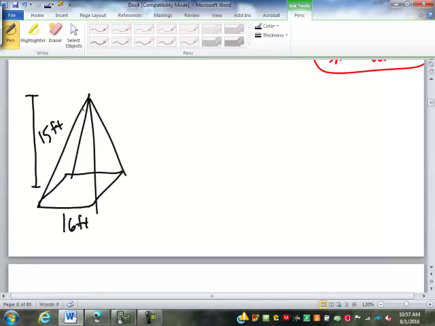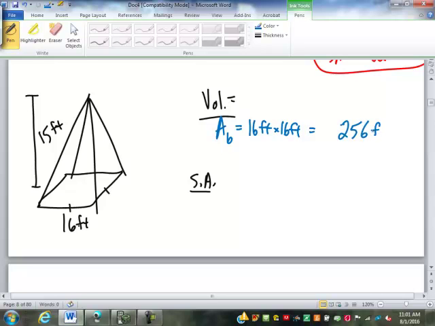So we have a pyramid, 16 feet on a side at the base, 15 feet tall. Again, volume and surface area. First step in finding the volume is to do what? Area of the base. This is 16 feet by 16 feet. It's a square. So that's 256 square feet.